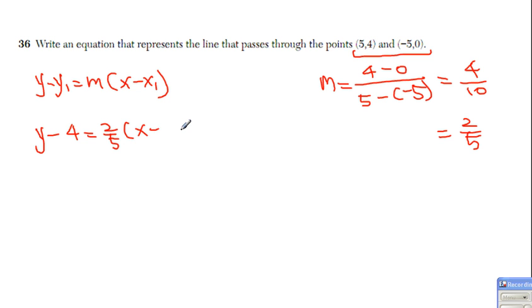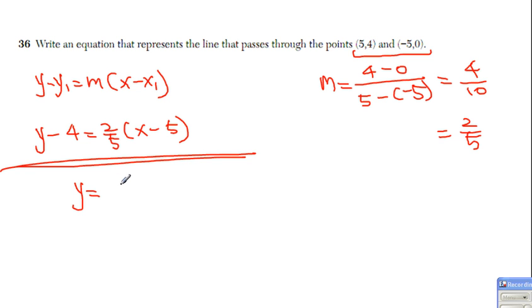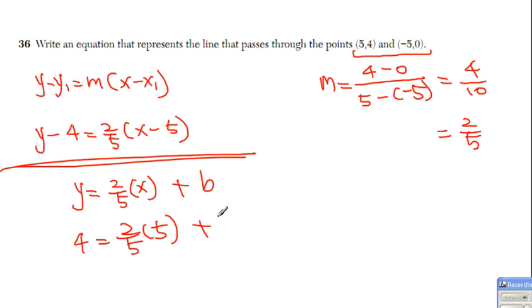X minus x sub 1 will be 5. So this could have been our answer quite easily. If you want to find out y equals mx plus b format, you have y equals m, which is 2/5, times x plus b. Now you can plug in 5 and 4 once again. Then 4 will be equal to 2/5 times 5 plus b.